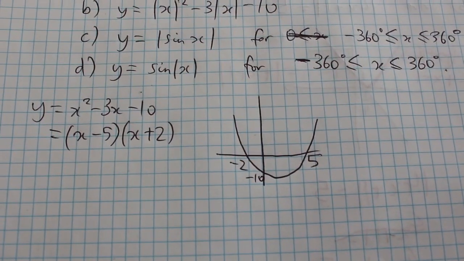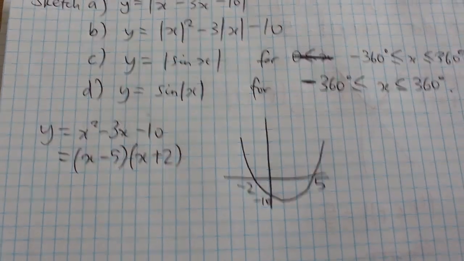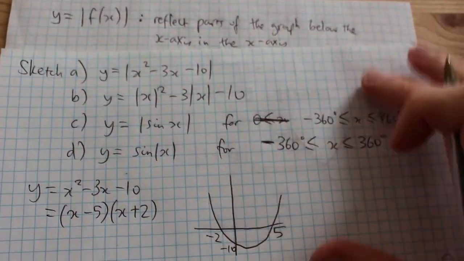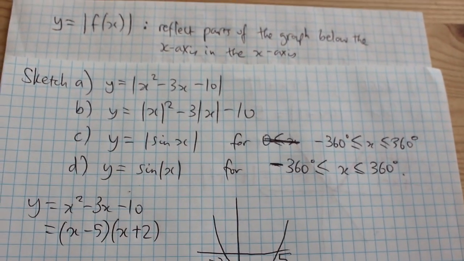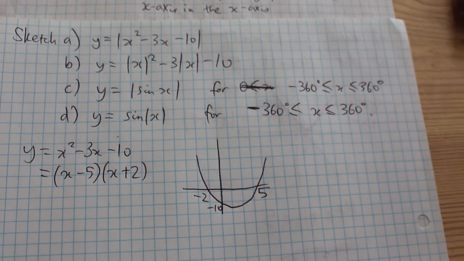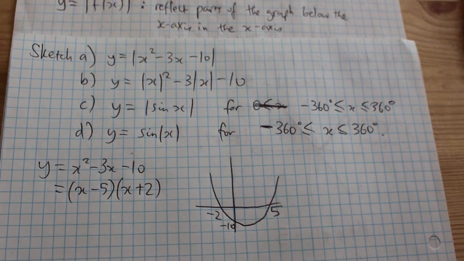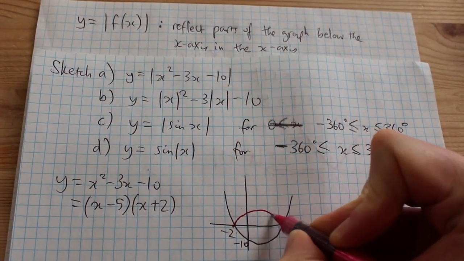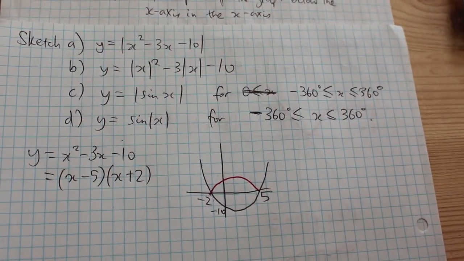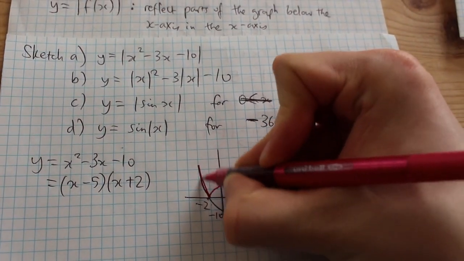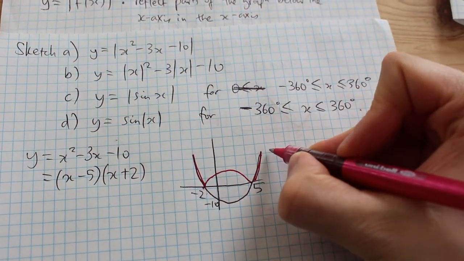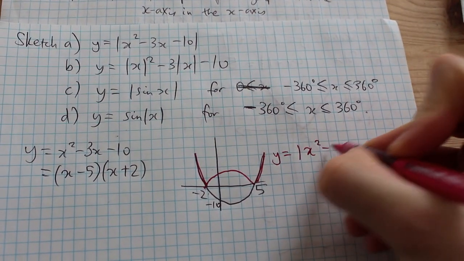And so we need to follow the instructions we just wrote down. We need to reflect parts of the graph below the x-axis in the x-axis. So this part of the graph here, below the x-axis, we're just going to reflect in the x-axis. And the positive parts of the graph we leave alone. And then this funny shape we get here in pink is the graph we want.